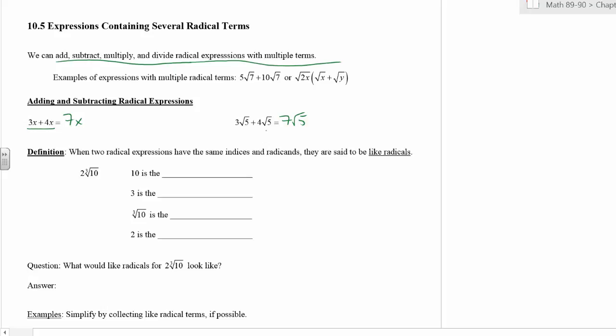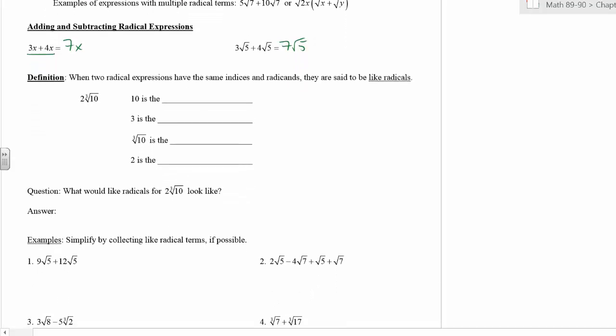You're taking an inventory. Now we're going to use some vocabulary in this section, so I want to make sure that we go over some that we've learned already and then some we haven't pointed out so clearly. So when two radical expressions have the same indices and radicands, they are said to be like radicals.